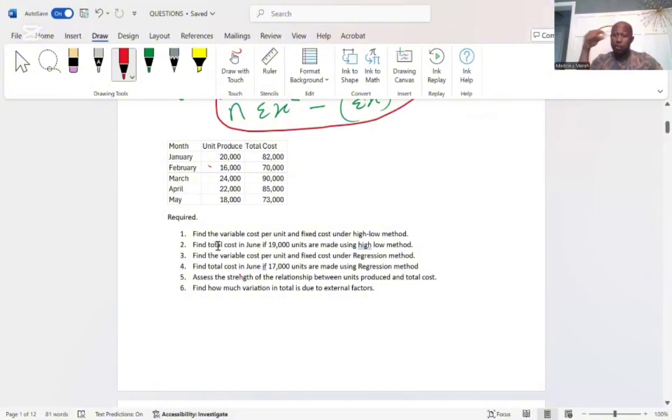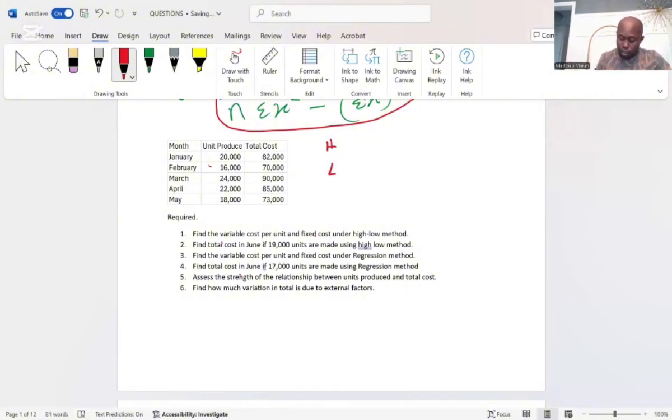Today, I'm going to do revision as a form of recap for those who were not in class for the high-low method. Find the variable cost per unit and fixed cost under the high-low method. That's the first requirement. I'm going to be fast with this one because we've done several questions on the high-low method. So I'm going to look at high activity and low activity. That's my step 1.